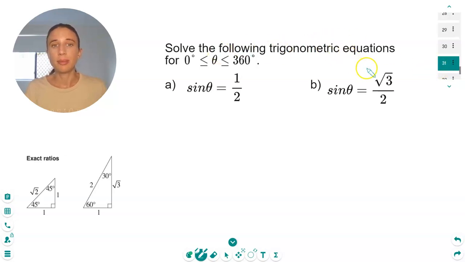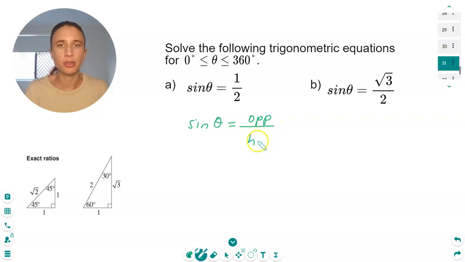Solve the following trigonometric equations for theta between 0 and 360 degrees. Sine theta is a half. Now, solving this equation, what do we need to do? Looks a bit tricky, but it's all right. First, I need to write down what sine theta means. Sine theta means opposite over hypotenuse. We want to solve this equation, so find the unknown value.